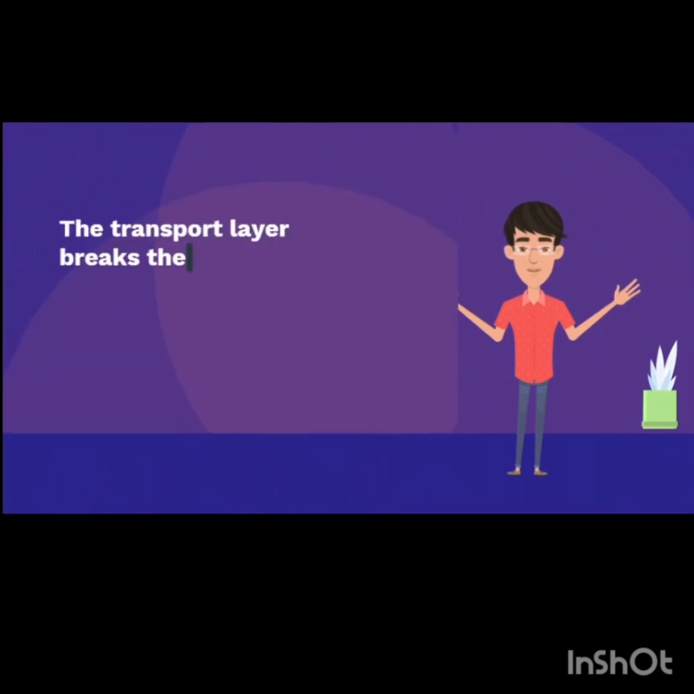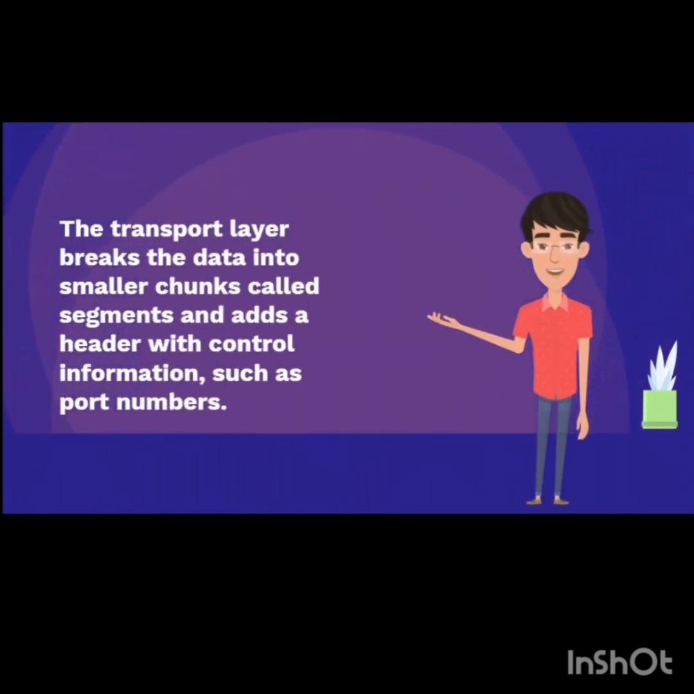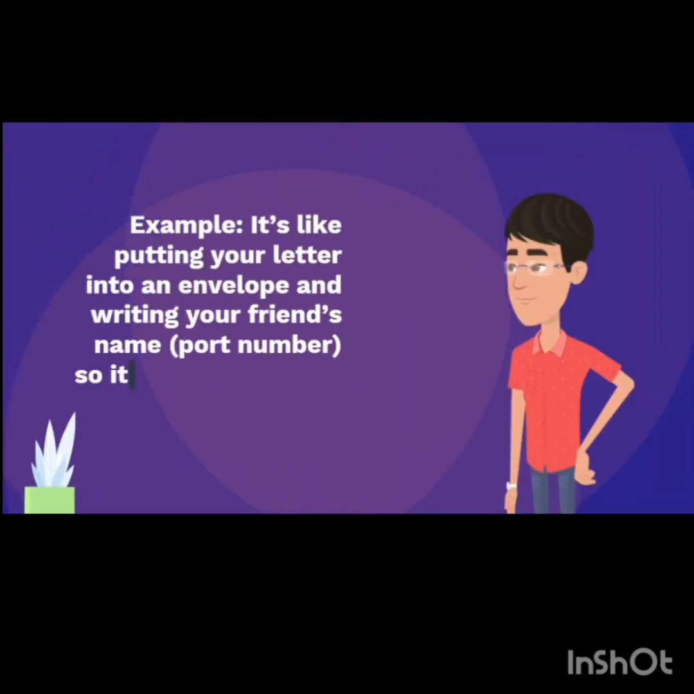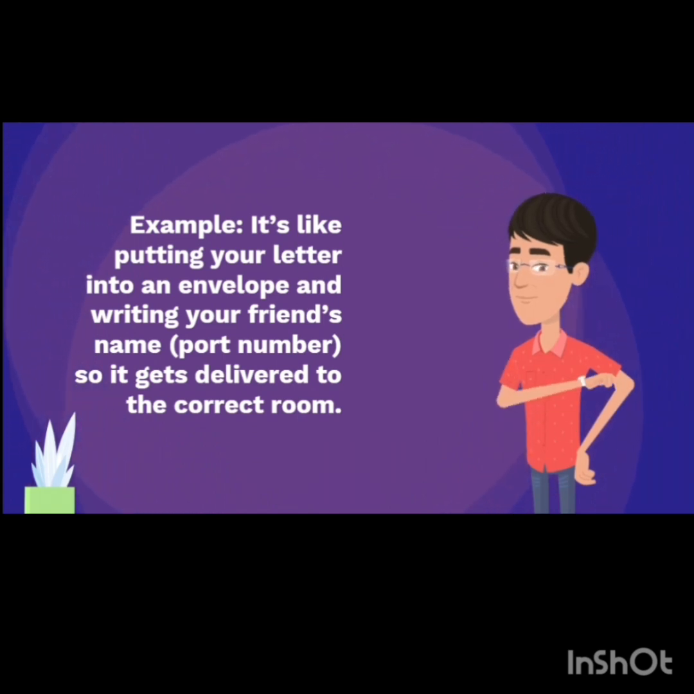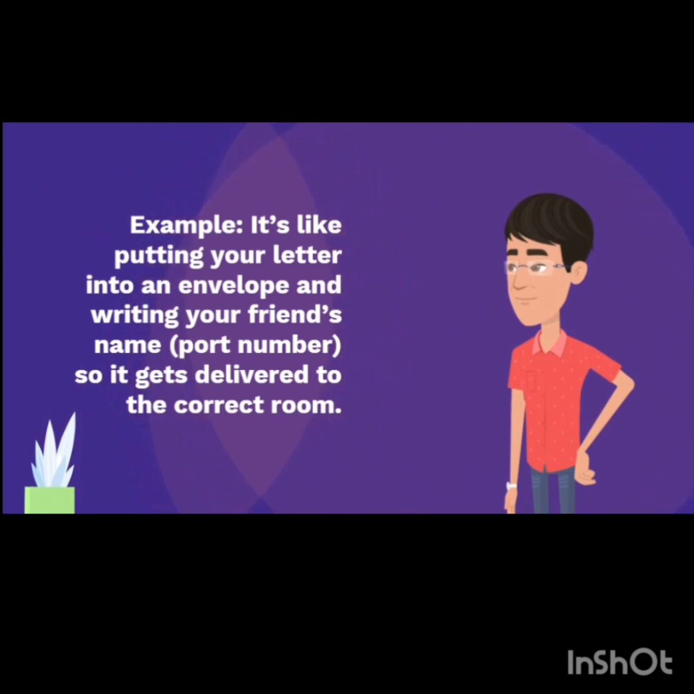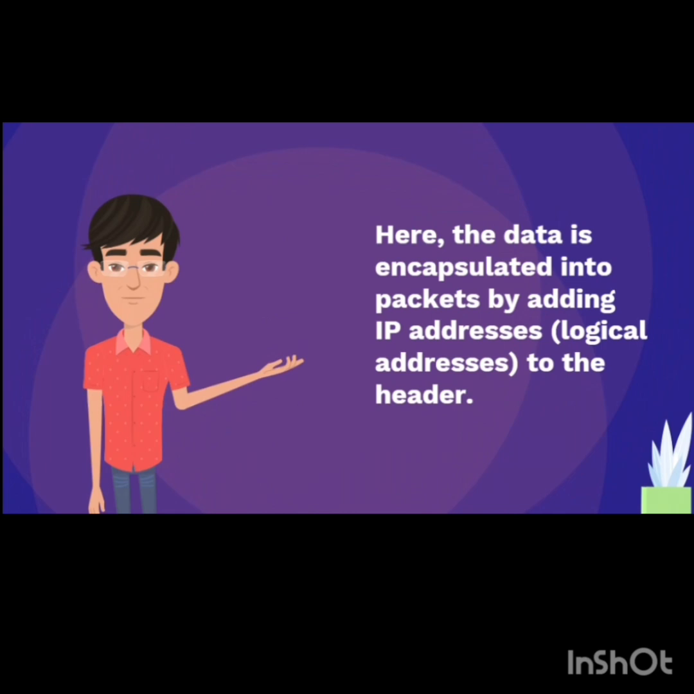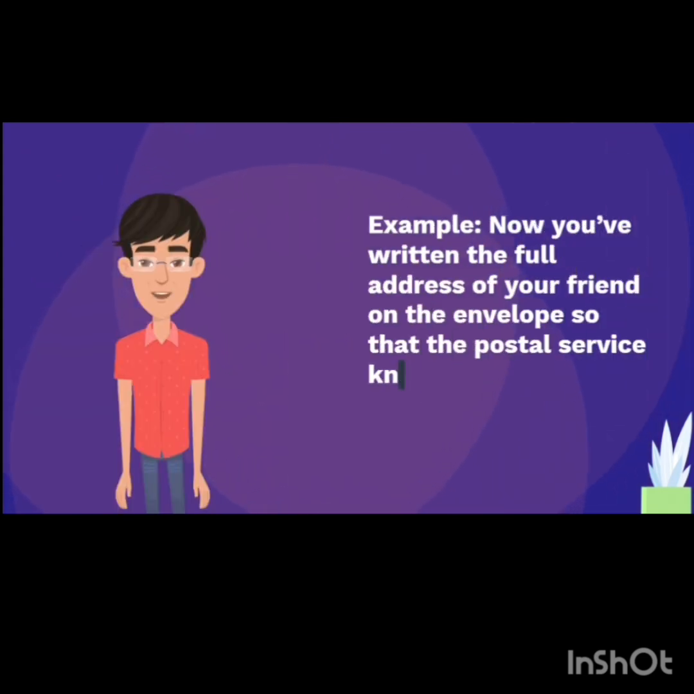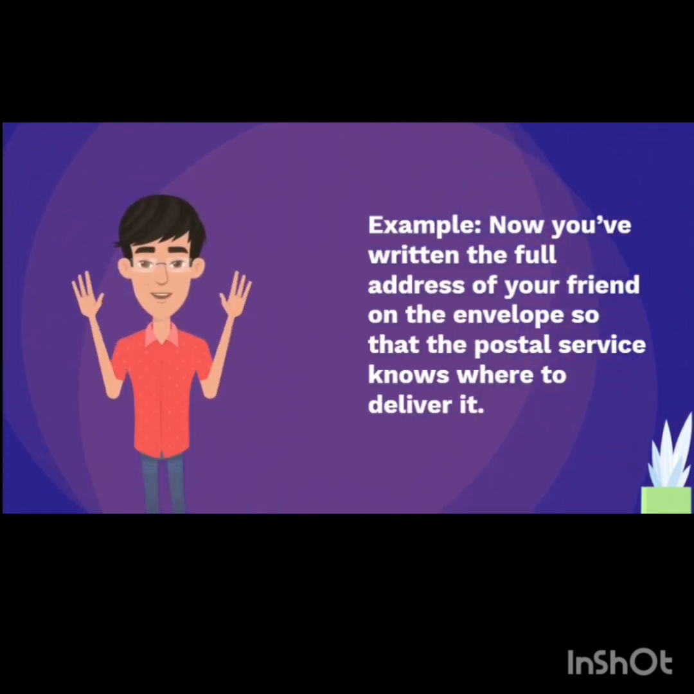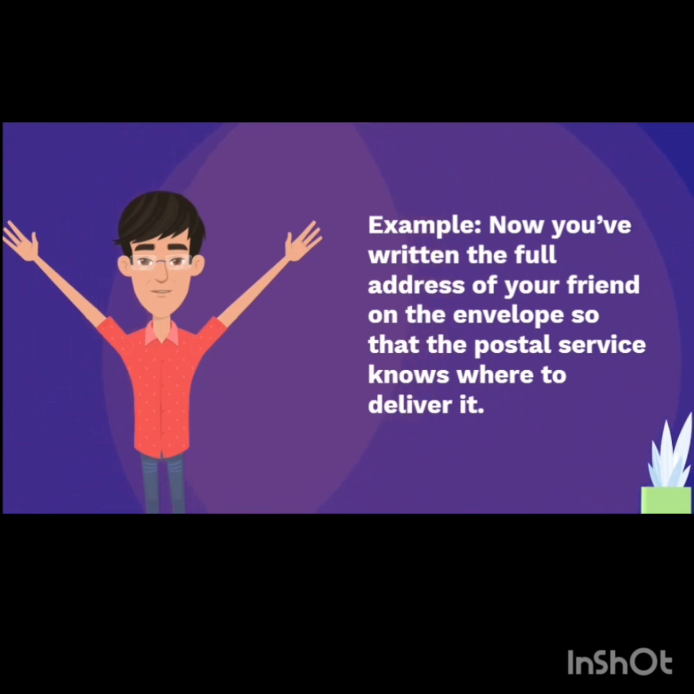Transport layer. The transport layer breaks the data into smaller chunks called segments and adds a header with control information, such as port numbers. Example, it's like putting your letter into an envelope and writing your friend's name and port number so it gets delivered to the correct room. Network layer. Here, the data is encapsulated into packets by adding IP addresses, logical addresses, to the header. Example, now you've written the full address of your friend on the envelope so that the postal service knows where to deliver it.